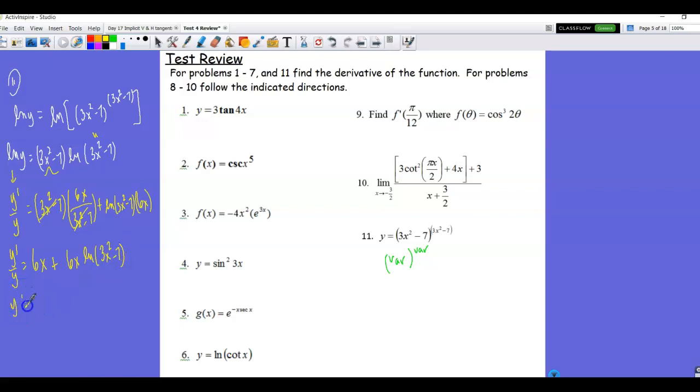So y prime, I'm going to multiply both sides by y, so that's 6x plus 6x ln of 3x squared minus 7, multiplied by y, and the original y was 3x squared minus 7 raised to the 3x squared minus 7. And you really don't need to do anything. You don't need to try to distribute or anything like that. So this is the first part of test 4 review.